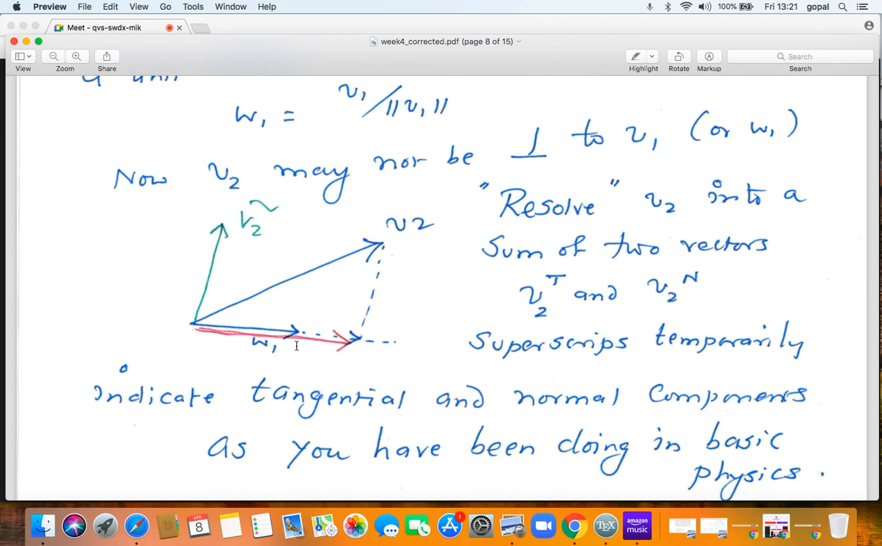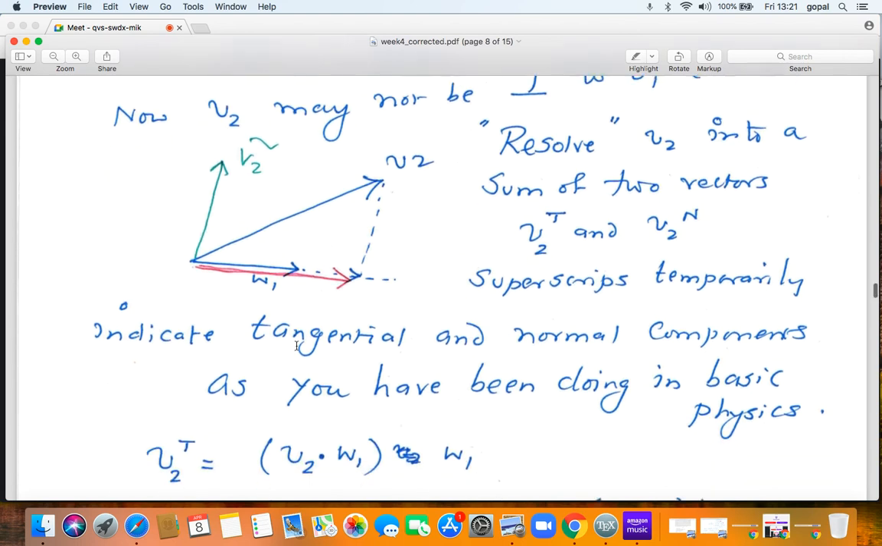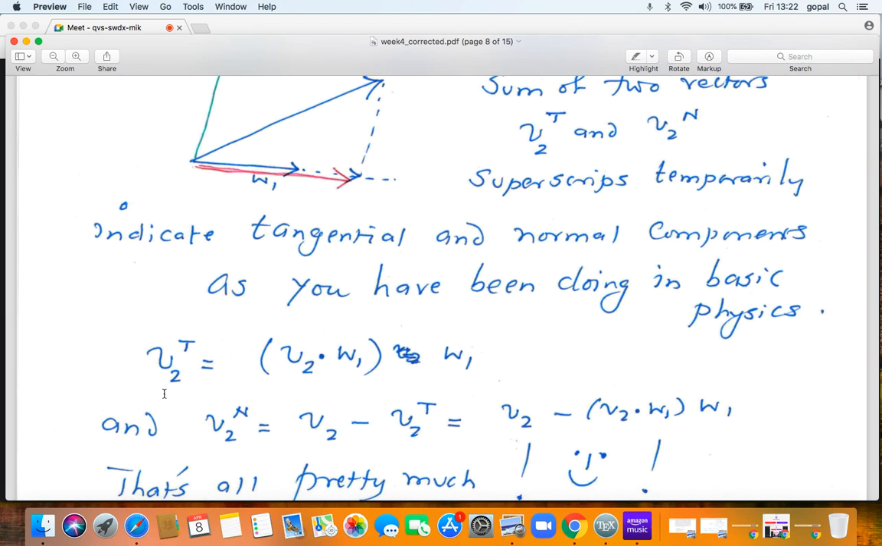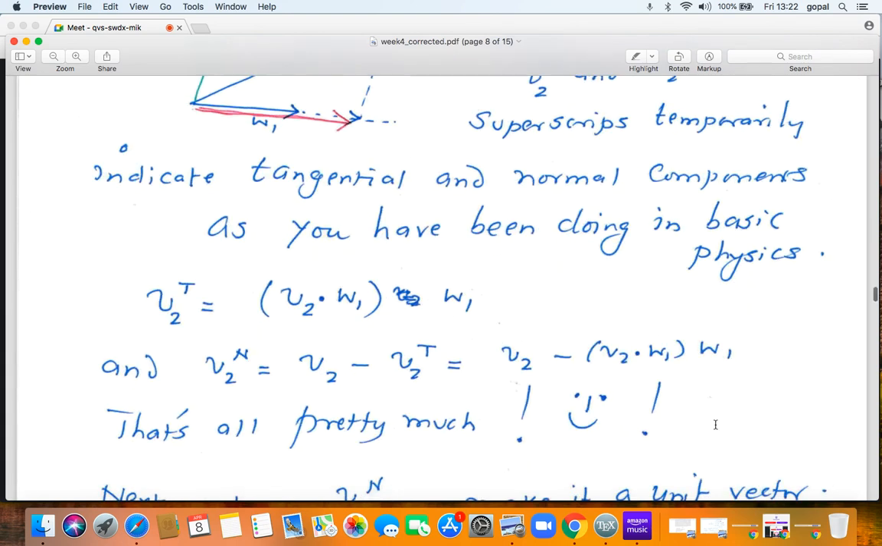You have been doing this all the time in physics. So what is the tangential component? The magnitude of the tangential component is v2 dot w1, and then times the unit vector in the direction. The unit vector in the direction of v1 is w1. Once you find the tangential component, the normal component is simply v2 minus the tangential component. So we define v2 superscript n as v2 minus (v2 dot w1) w1. That's all there is to it, pretty much.